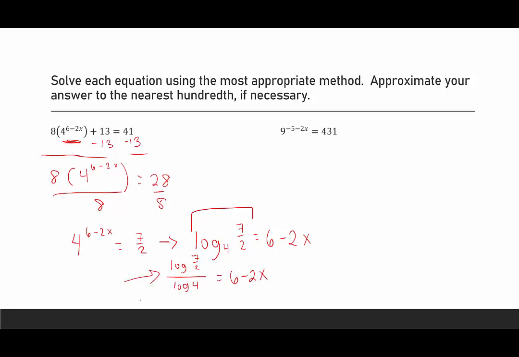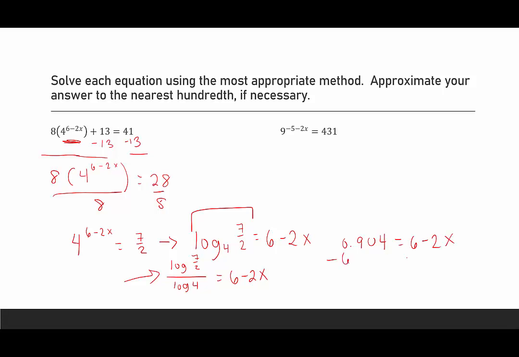Now we could plug this in our calculator to get some approximation if we want to do that now, or we can get x by itself first. Now is probably a good enough time to do this. So if we do this in our calculator where we do log of 7 over 2 or ln of 7 over 2 divided by log of 4 or ln of 4, I'm running out of space here, I end up with 0.904. I have 367, but the 6 will bump the 3 up, is equal to 6 minus 2x.